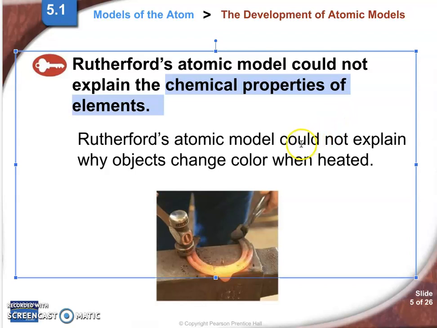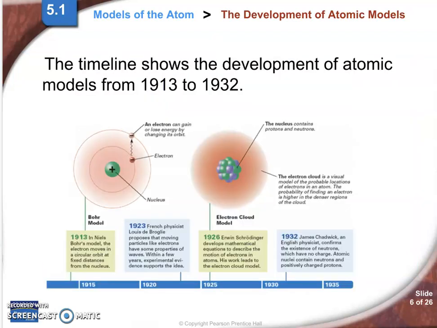For example, when you are heating elements, they change color, right? For example, you heat the metal, it changes to white, yellow, orange color. He couldn't explain it. What makes the elements change color? And all elements give off different colors when you heat them. What is the reason behind it? He couldn't explain. Then the scientists kept asking questions.